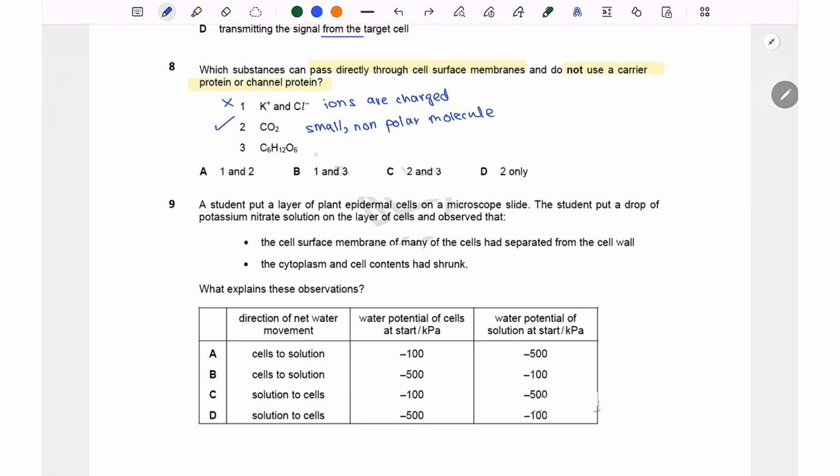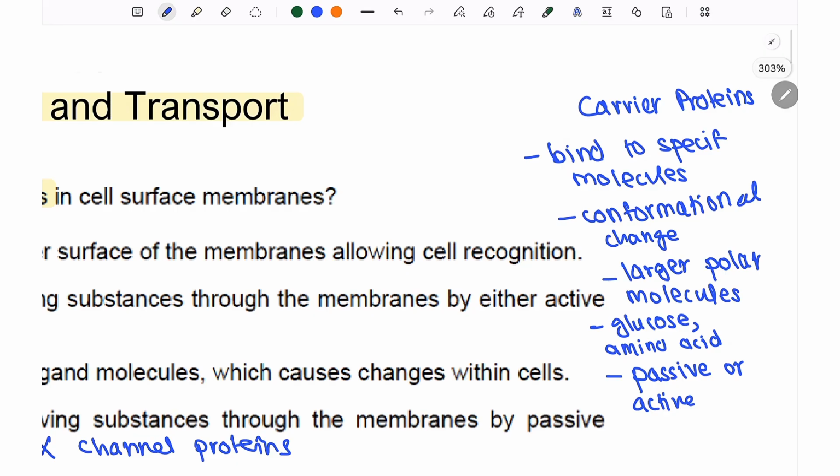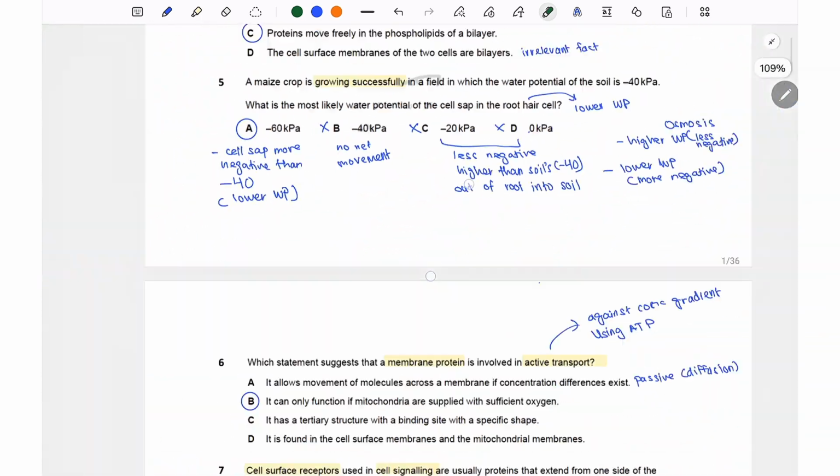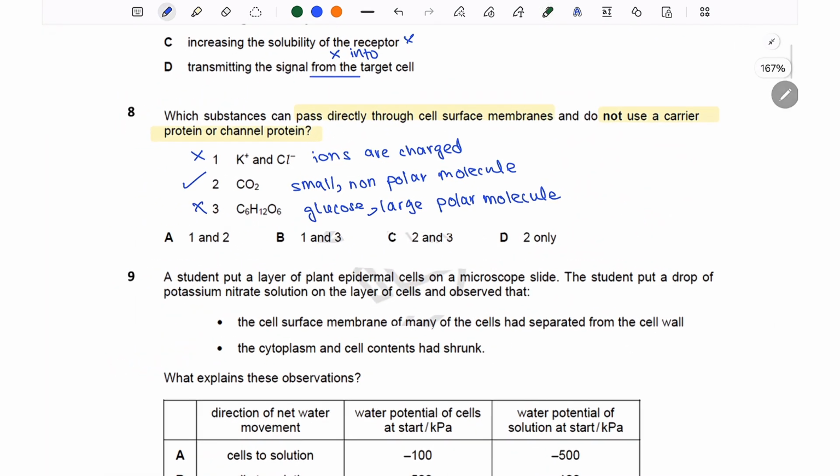This is glucose, so hopefully you can identify that. C6H12O6, that's glucose, and glucose is a large polar molecule, and we learned earlier that there will be specific carrier proteins to transport glucose. So glucose is transported through carrier protein. It's a large polar molecule. So the only one here is 2. That's D.